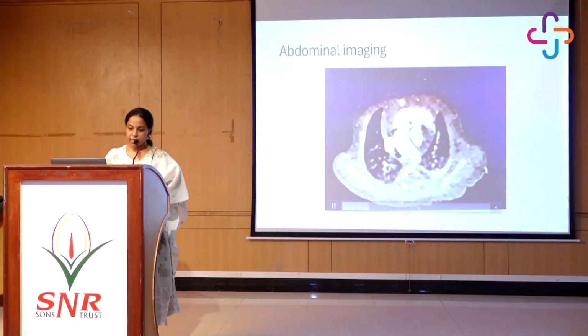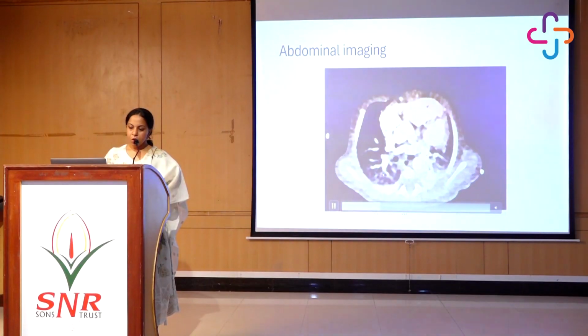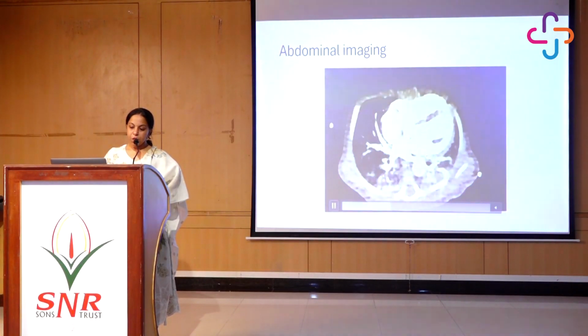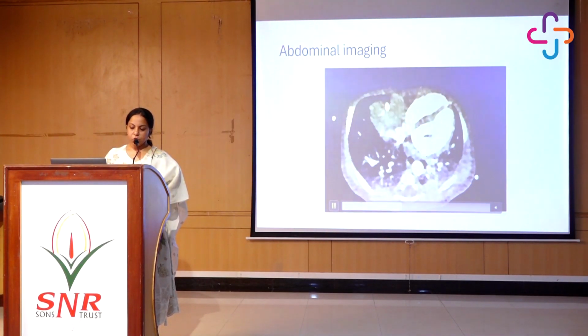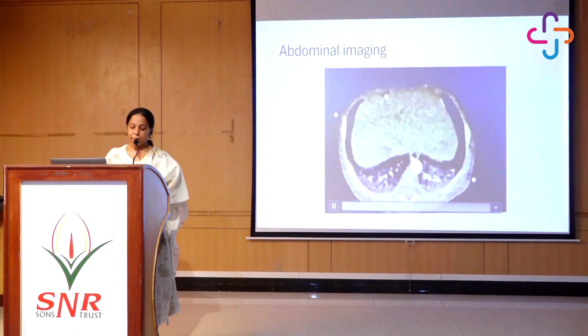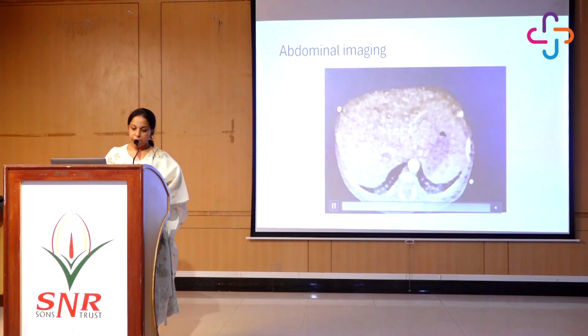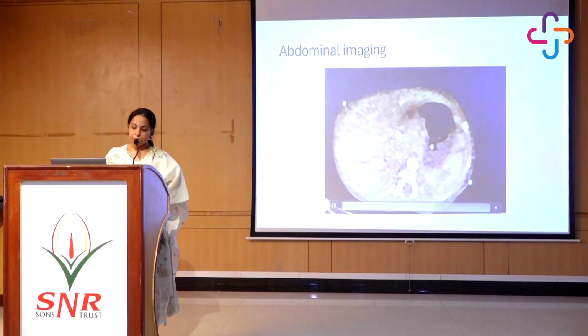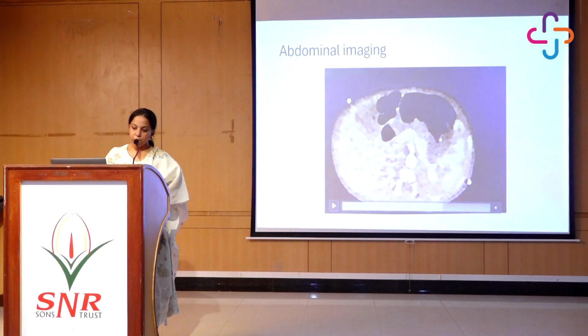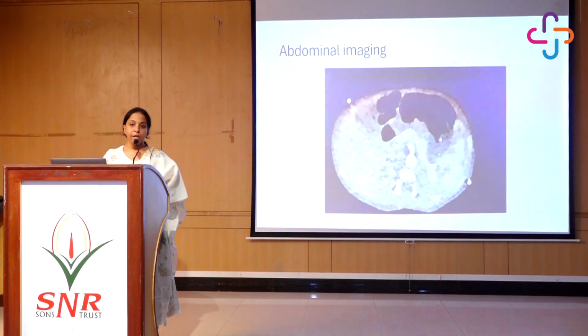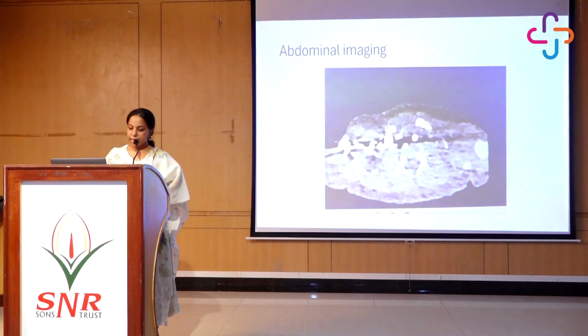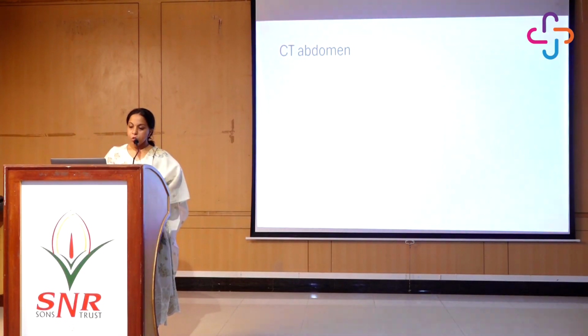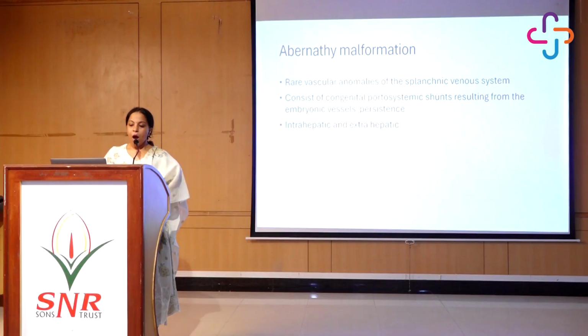So this is a CT contrast. There will be a connection between the portal vein and the IVC. So it will be almost like a hepatopulmonary syndrome where the metabolites will be directly transferred to the systemic circulation without going through the liver. So here we were seeing communication between the portal vein and the inferior vena cava. It was a side-to-side anastomosis directly. So CT abdomen gave us a conclusion of Abernethy malformation.